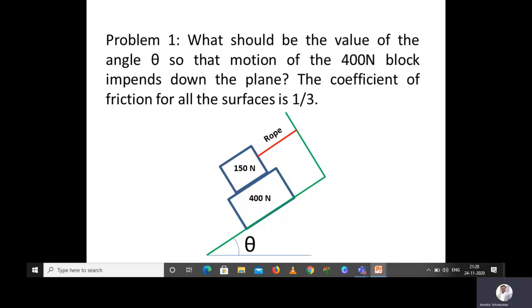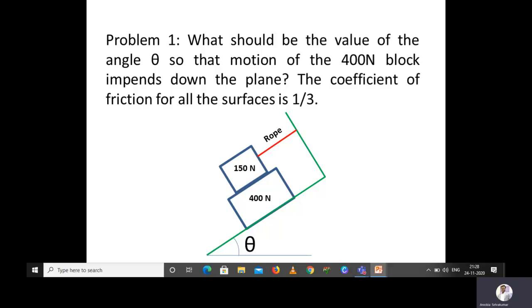What should be the value of the angle theta so that the 400 Newton block impends down the plane? The coefficient of friction for all the surfaces is 1 by 3. So they have given two blocks. One is 400 Newton, and another block is 150 Newton. The 150 Newton block is tied with a rope to the support, and you have an inclined plane with an angle of theta.